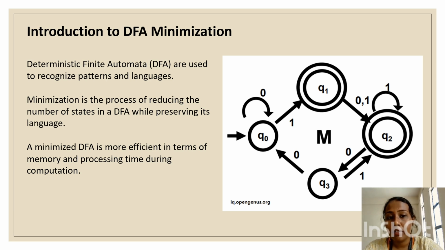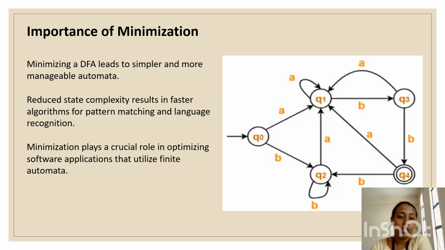So here is one example of a DFA problem where your states are Q1, Q2, Q3, Q0, where Q1 and Q2 are the final states and Q0 is the initial state. Now let us know the importance of minimization. Minimization of DFA leads to simpler and more manageable automata. Reduced state complexity results in faster algorithms for pattern matching and language recognition. Minimization plays a crucial role in optimizing software applications that utilize finite automata. So here is another complex DFA which will be reduced into a minimized DFA, which we already showed in the picture, where the final state is Q4 and the initial state is Q0.